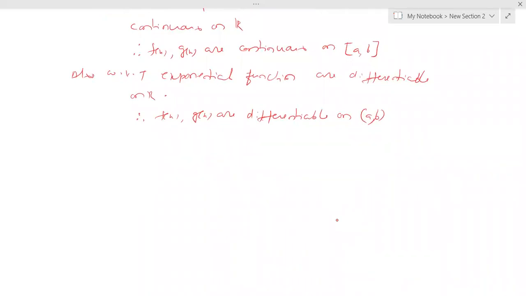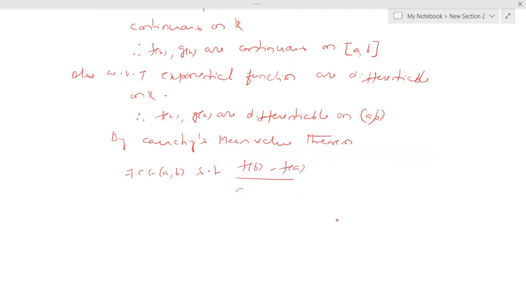Next, by Cauchy's mean value theorem, there exists a point c in between a comma b such that f of b minus f of a by g of b minus g of a equals f dash c by g dash c.